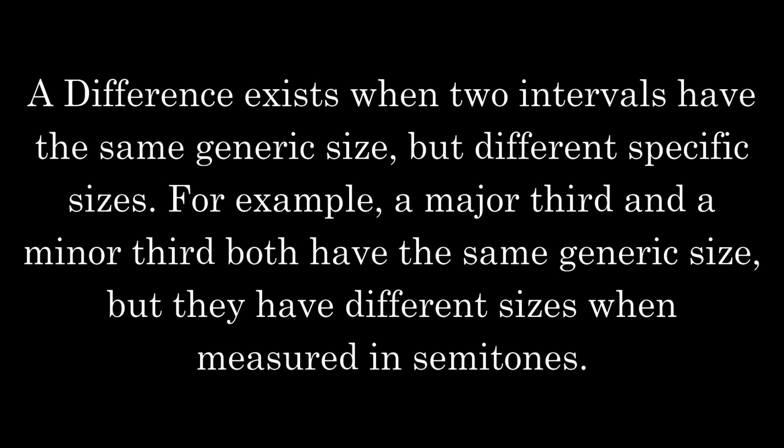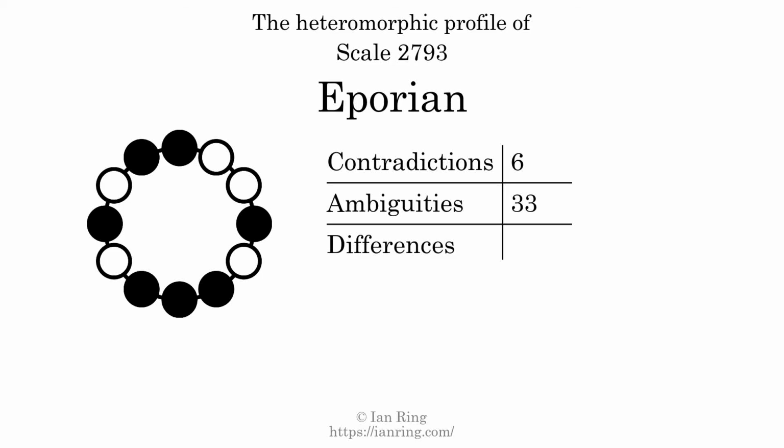A difference exists when two intervals have the same generic size, but different specific sizes. For example, a major third and a minor third both have the same generic size, but they have different sizes when measured in semitones. The number of differences in this scale is 96.